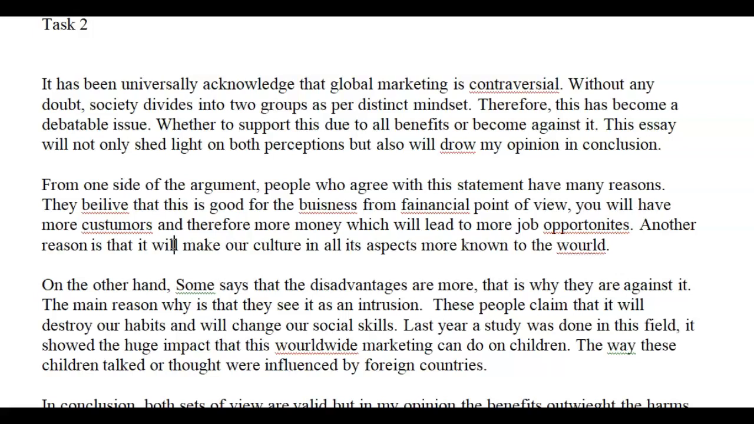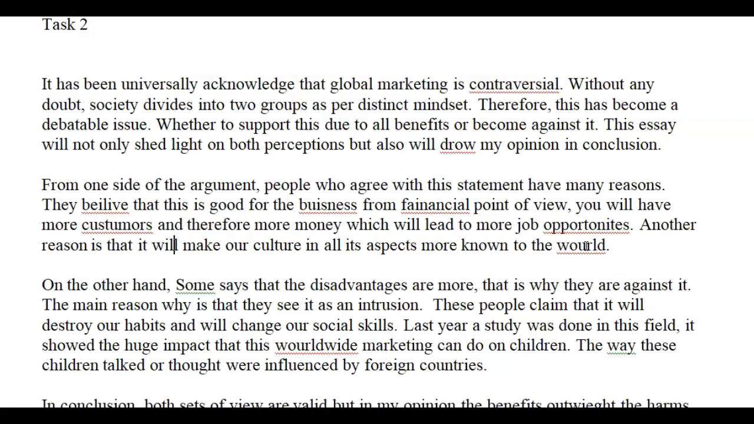"They believe that this is good for the business from..." All right, spelling, you can even see Word doesn't like it. Believe, business, financial. "So they believe that this is good for the business from a financial point of view." Maybe you could have had a "where" here: where you will have more customers and therefore more money, which will lead to more job opportunities. More spelling here with customers and opportunities. "Another reason is that it will make our culture in all its aspects more known to the world." Okay, careful with your spelling yet again.